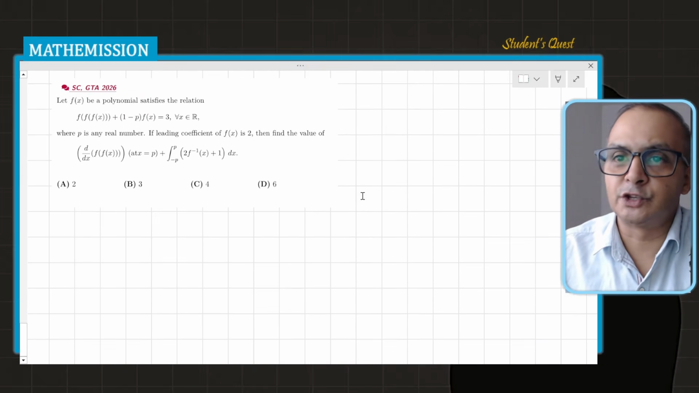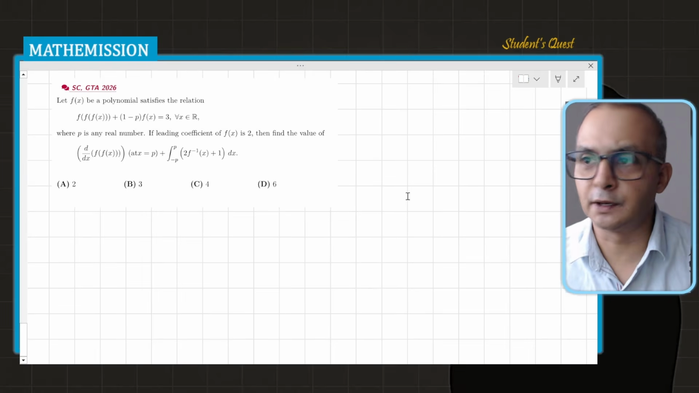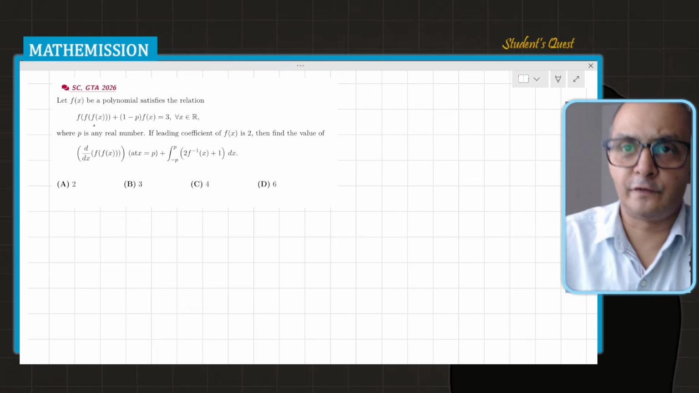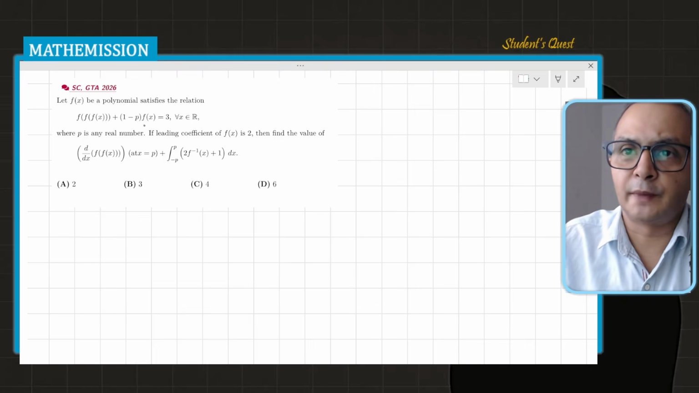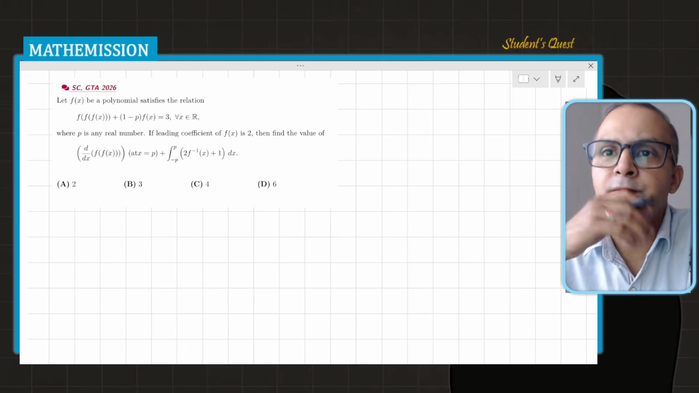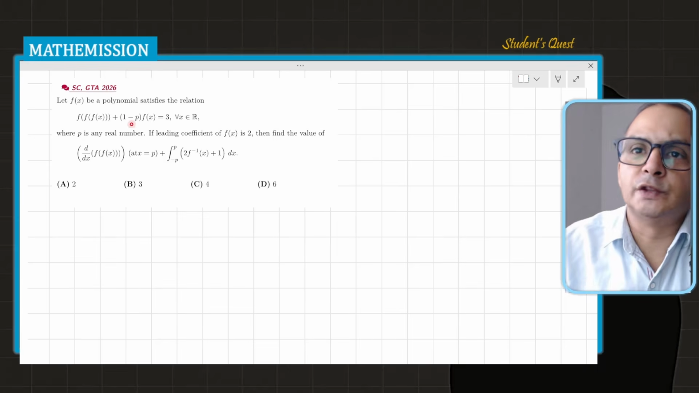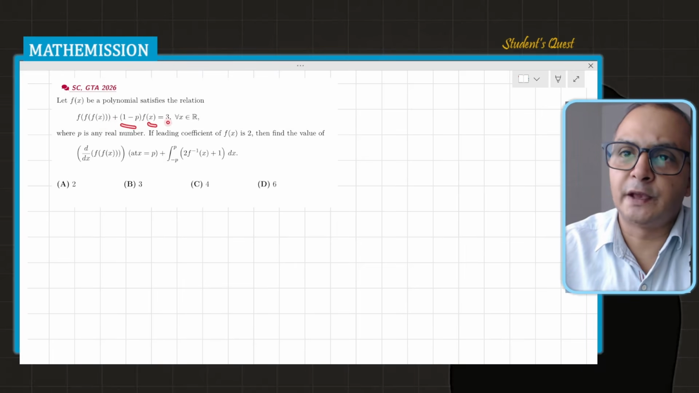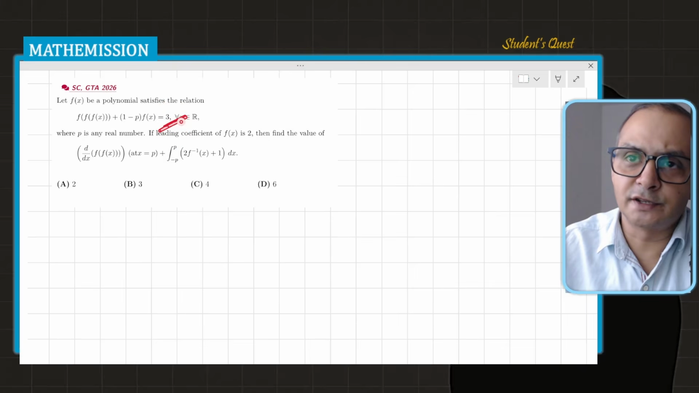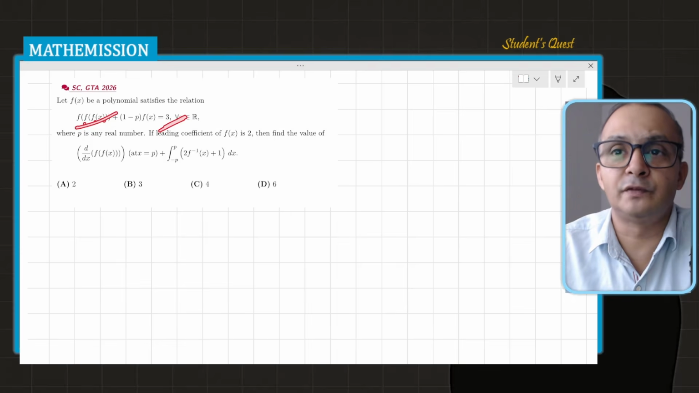Let's move to the next question, and this question comes from polynomials again. The question is, I have a polynomial f(f(x)) plus 1 minus p f(x) equals root 3. This kind of question we have done many times in different classes. See that the right hand side is constant. If the right hand side is constant, this f cannot be a polynomial of degree 2 or 3.